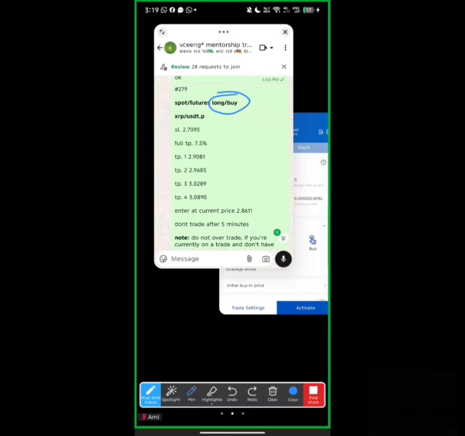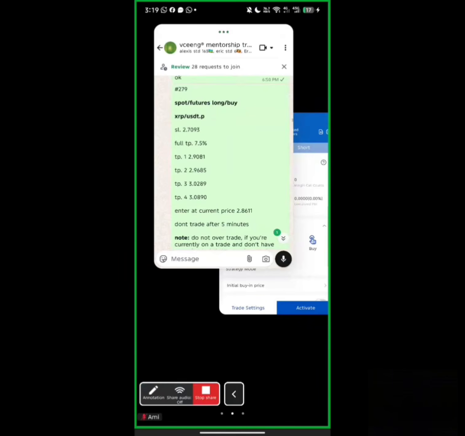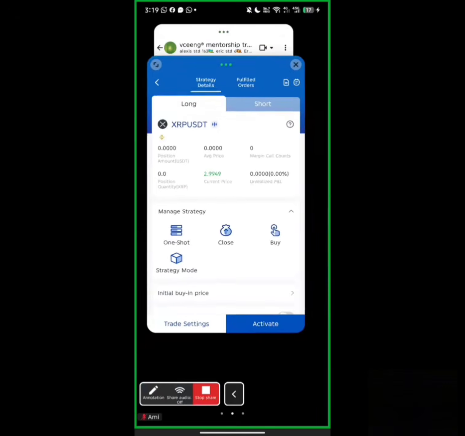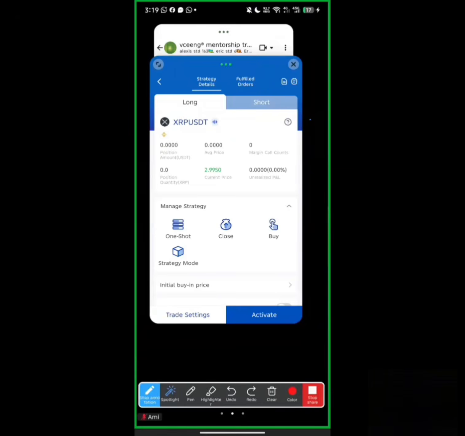When it says long or buy, you come to your royalq like this. You make sure it is on long. Now you can see it is already on long because I'm using the light mode.